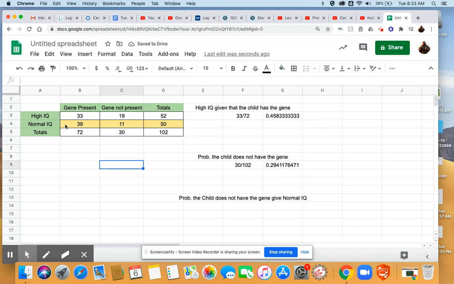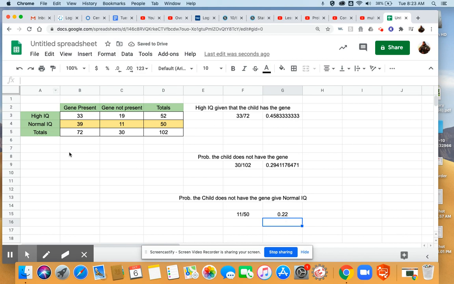How many normal IQs do not have the gene? 11. Out of how many normal IQs total? 50. That equals 11 divided by 50, and that would be our answer, 0.22.